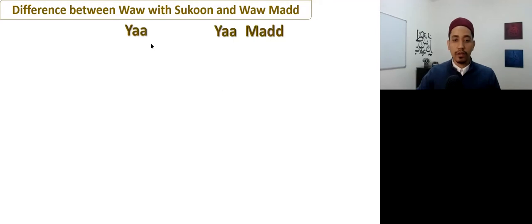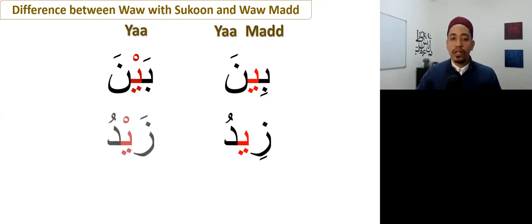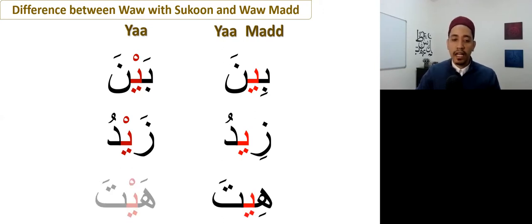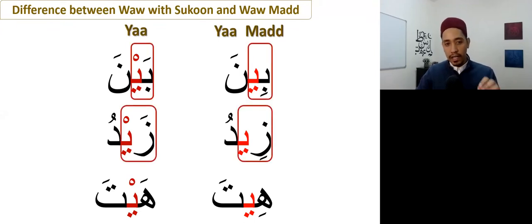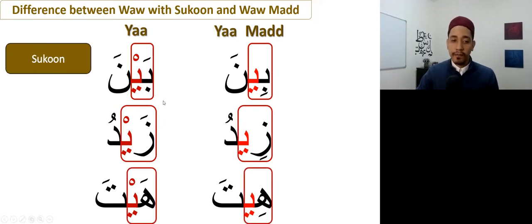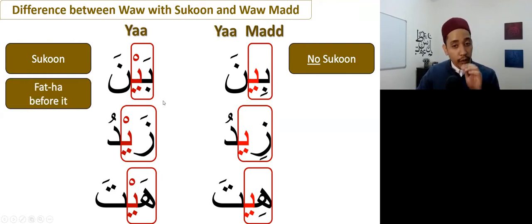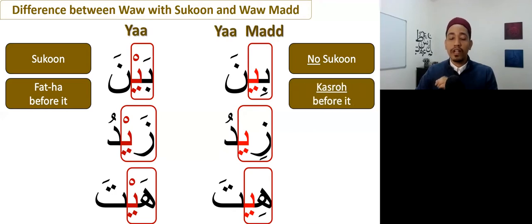Okay. Now let's look at the difference between the ya mad and the ya with a sukun. The normal ya when it has a sukun. Look at all these examples over here. That is baina. Zaidu. Haita. And again, if you highlight the ya with the sukun and the ya with the mad, we will see there's a pattern that, like we said, the ya will have a sukun, the ya mad will have no sukun, the ya will have a fatha before it, and the ya mad will have a kasra before it.